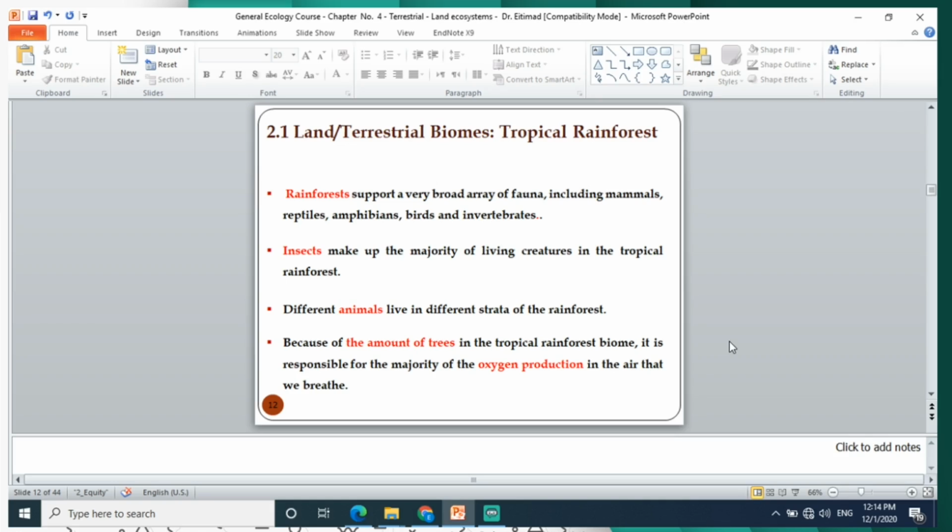the oxygen production. As you know, by photosynthesis, plants pull carbon dioxide from the atmosphere and then release oxygen. So much of the oxygen is released from the tropical rainforest.